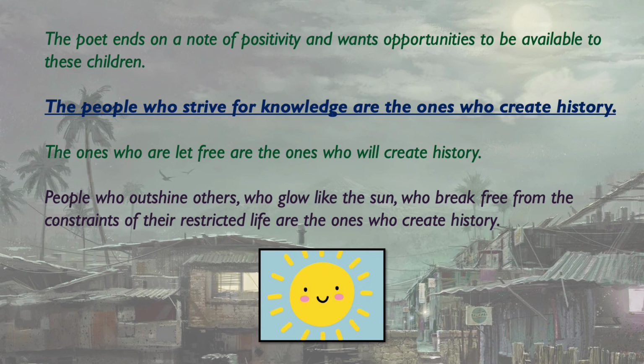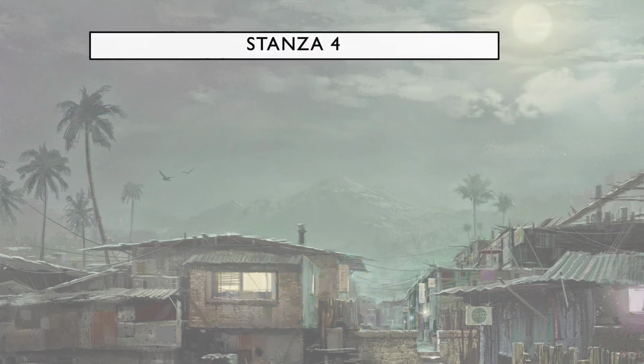The poet ends on a note of positivity and wants opportunities to be available to these children. The people who strive for knowledge are the ones who create history. The ones who are let free are the ones who will create history. People who outshine others, who glow like the sun, who break free from the constraints of the restricted life are the ones who create history. So finally, here is the gist of the stanza 4.